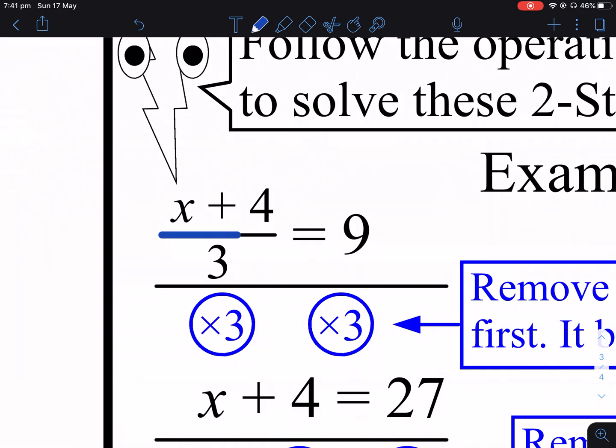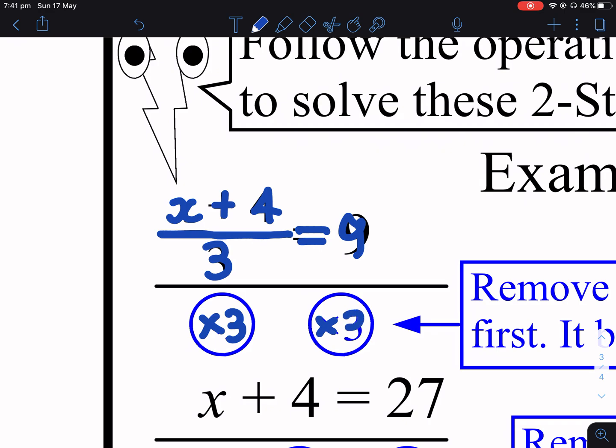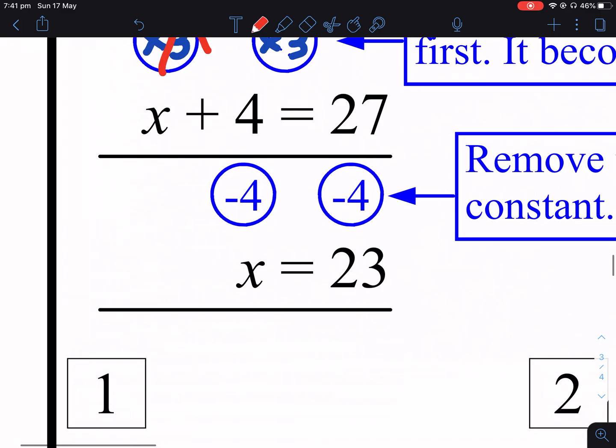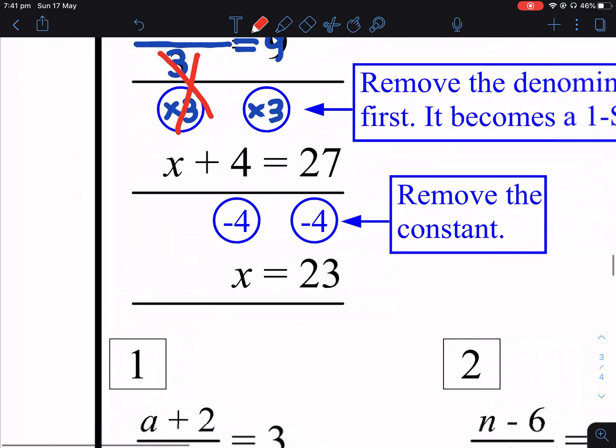The last kind of one is where you have a whole big thing divided by something. It's only when the whole thing, x plus 4, that whole thing was divided by 3 equals 9. That's the only time you times first to get rid of it. So we're timesing by 3 to get rid of that. That gets rid of that 3. We end up with x plus 4 equals, 9 times 3 was 27, and then we just subtract like normal.